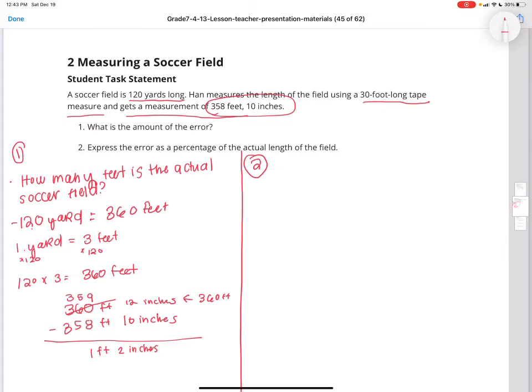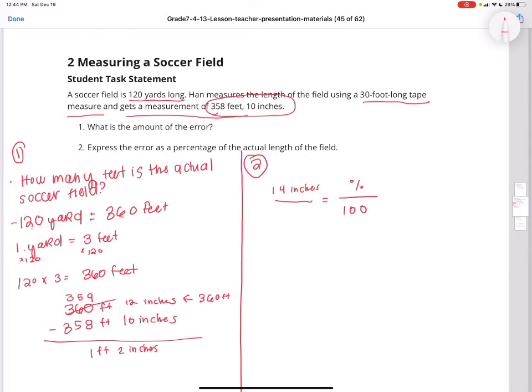So now I need to figure out what is the percent of the error. If I use the proportion tables that we've been learning about, I want to put percent over 100, and the error was 1 foot and 2 inches, or we could say 14 inches. Let's convert that 1 foot to inches. How do I know? Because 1 foot is equivalent to 12 inches. 12 inches plus 2 inches is 14 inches.